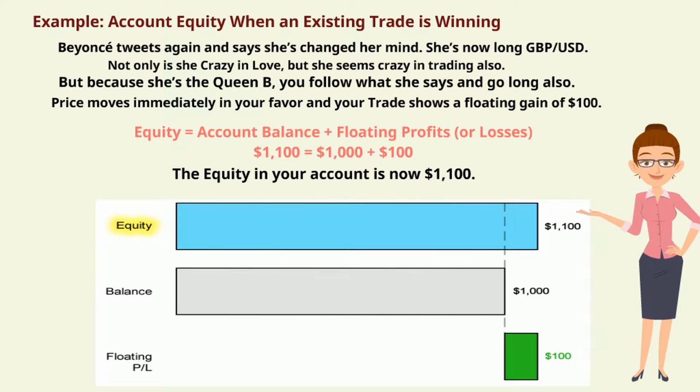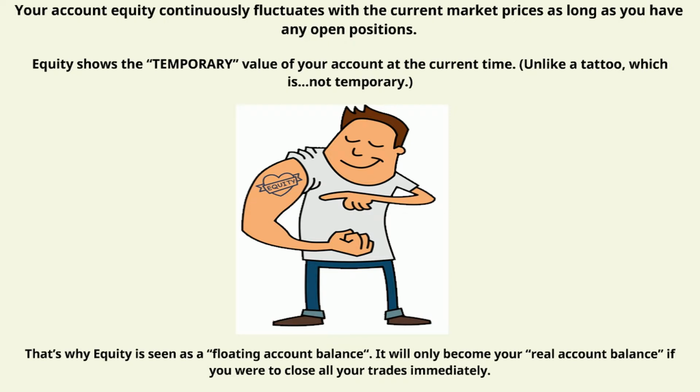Your account equity continuously fluctuates with the current market prices as long as you have any open positions. Equity shows the temporary value of your account at the current time. Unlike a tattoo, which is not temporary. That's why equity is seen as a floating account balance. It will only become your real account balance if you were to close all your trades immediately.